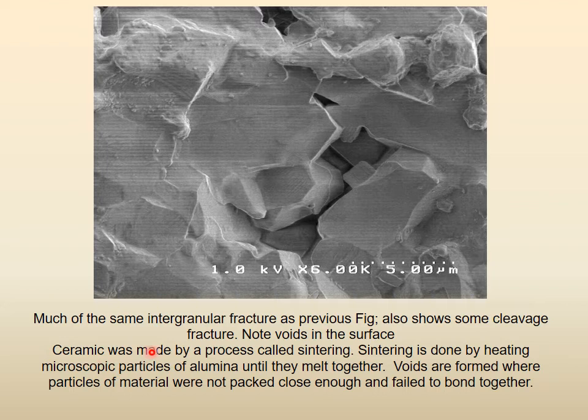The ceramic was made by a process called sintering. You know what is sintering, but let me repeat it. Sintering is done by heating microscopic particles of alumina until they melt together. So voids are formed where particles of material were not packed close enough and failed to bond together. So the voids are because of the manufacturing technique of sintering, and because alumina is a ceramic, ceramics fail by brittle fracture. So there is a combination of intergranular and transgranular in this picture.